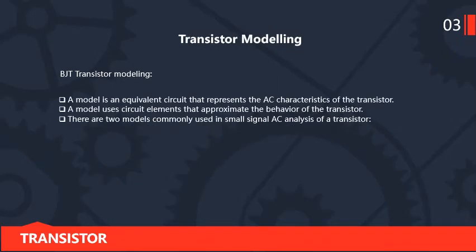BJT transistor modeling. A model is an equivalent circuit that represents the AC characteristics of the transistor. A model uses circuit elements that approximate the behavior of the transistor. There are two models commonly used in a small signal AC analysis of a transistor. That is, resistance equivalent model, in short RE model, and hybrid equivalent model, means H equivalent model.